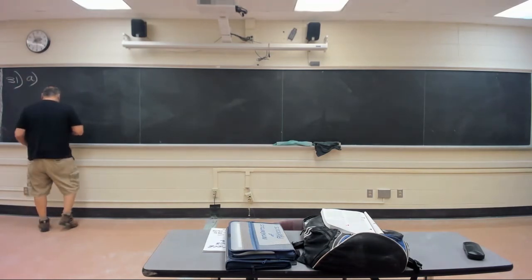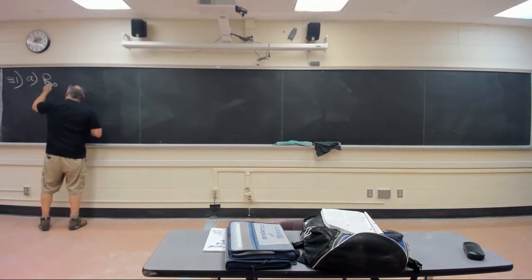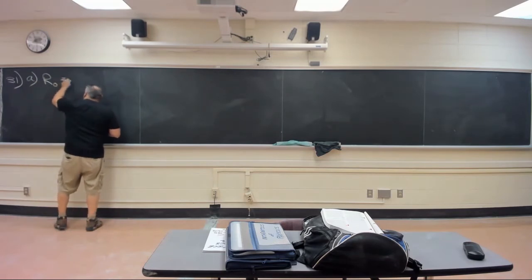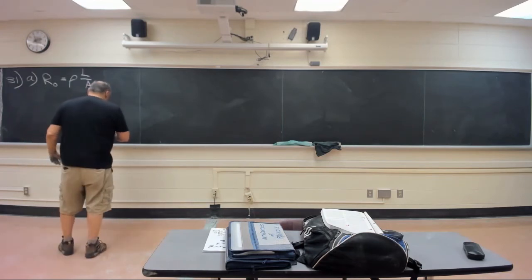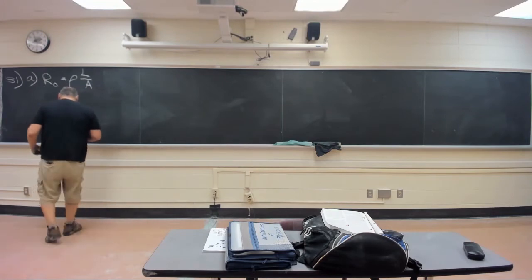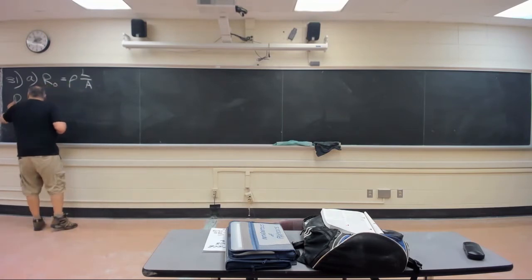When they're looking at this, they're saying R sub 0 equals rho L over A, small l. I'm using a capital L, guys. It doesn't really matter. Just watch out. That's the big thing. What's going on?